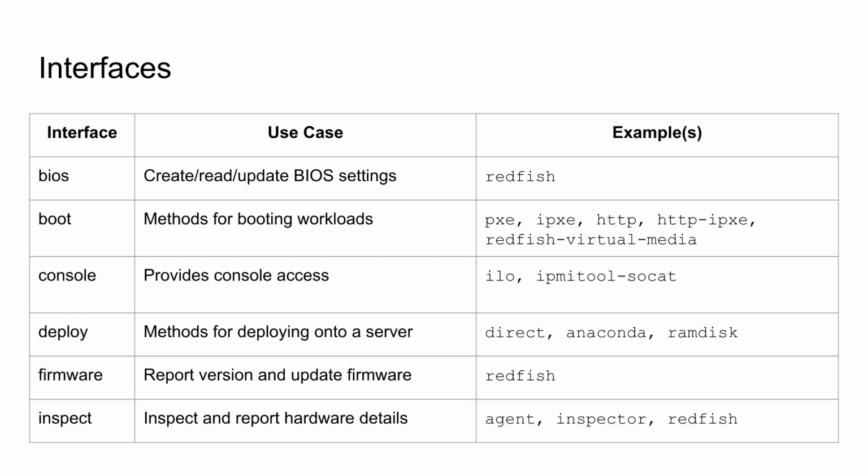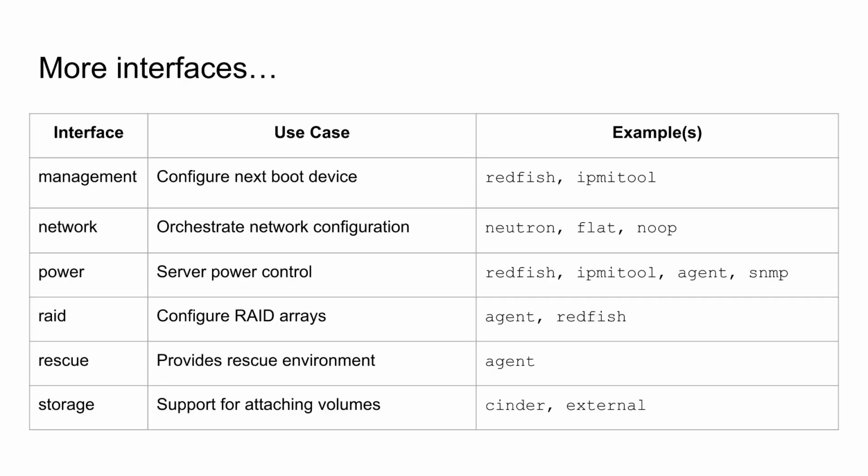Deploy, which is how we actually get the thing on the disk. I think when most people think about Ironic, they think about our default direct deploy driver, but we have lots of different ways to do that, and I'll talk about a few of them later. Firmware updates, inspection, and the inspector interface is actually gone, and I missed that in my slide updates. So, bye-bye inspector, we hardly knew ye. Management, which is like, what do I want to boot from the next time I power up? Do I want a PXE boot, or do I want to boot from the hard drive? You've got network for our integration with Neutron or Nova, and when we talk about standalone networking support, we're adding a network interface to support that. That's sort of the plug-in spot there. Power, RAID, rescue, storage, we've got all the stuff.